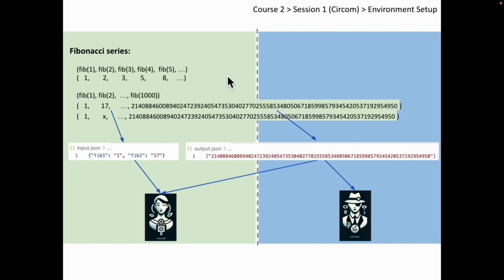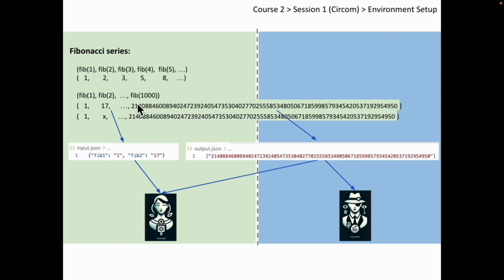And so on. Now, as another example, if we consider the first element as 1 and the second element as 17, the next element would be 1 plus 17, 18, and the fourth element would be 17 plus 18, 35, and so on.